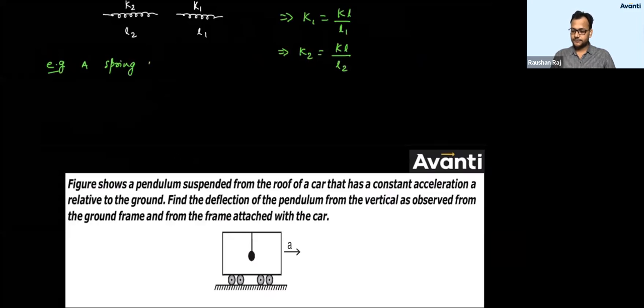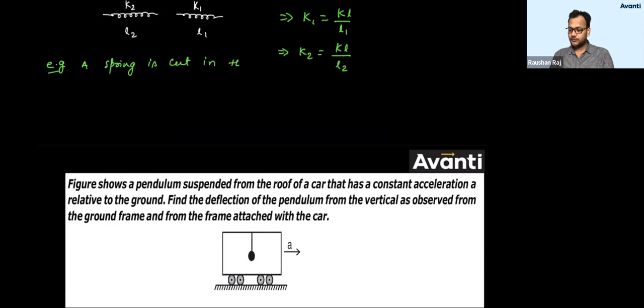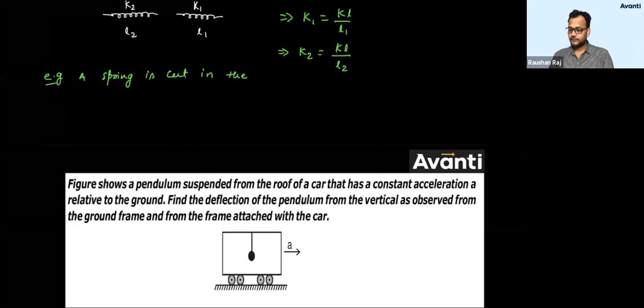A spring is cut in the ratio 2 is to 3. Find the spring constant of each part.